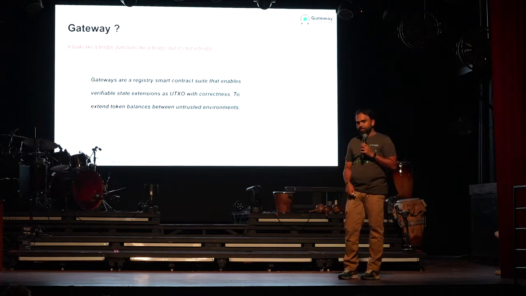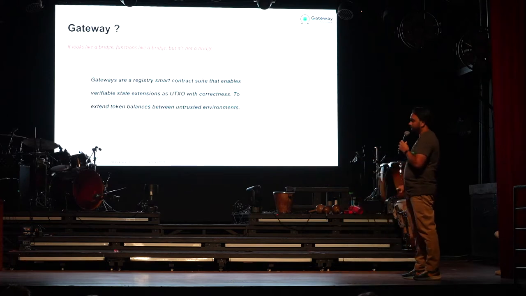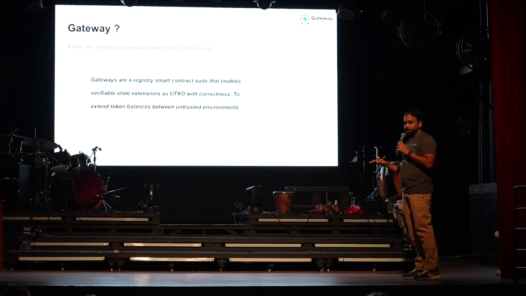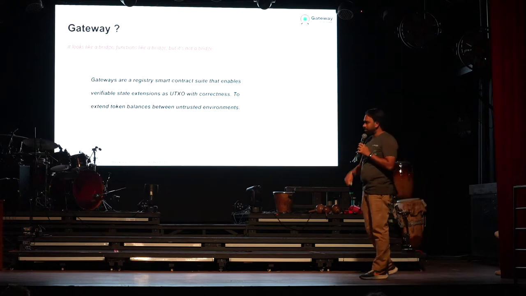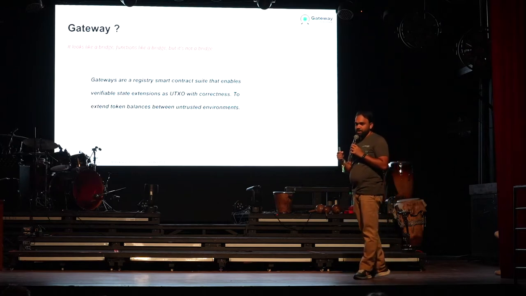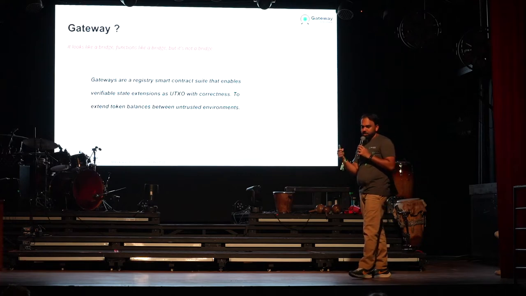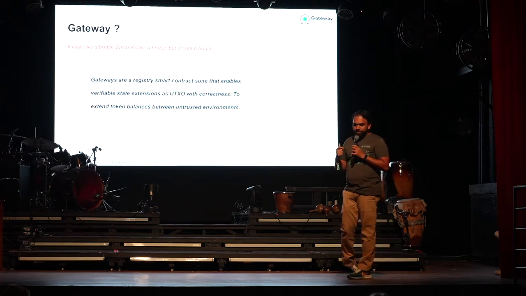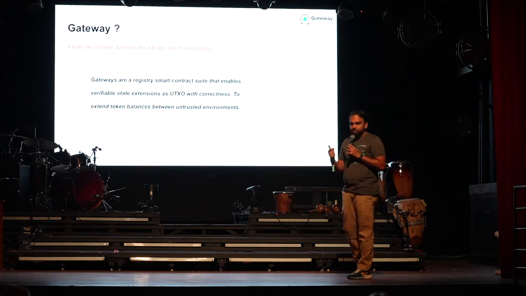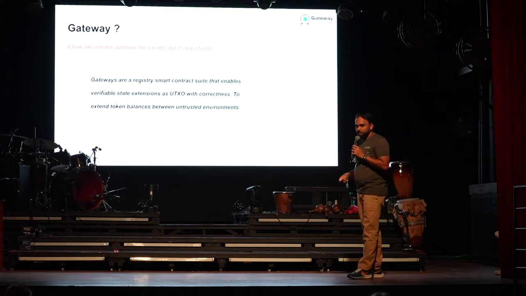chain to another, and that we call a gateway. Gateways are not a bridge, but it looks like and functions like a bridge, but it's not a bridge. It is a registry of smart contracts coupled with an indexed sparse Merkle tree that gives you a UTXO, so you can mute that state, a contract state on Ethereum, and you can prove it's in an execution environment outside. We're going to go deep into it a little bit.